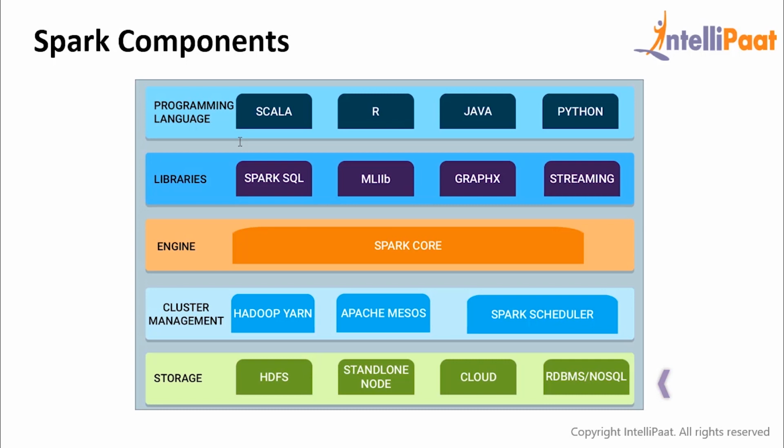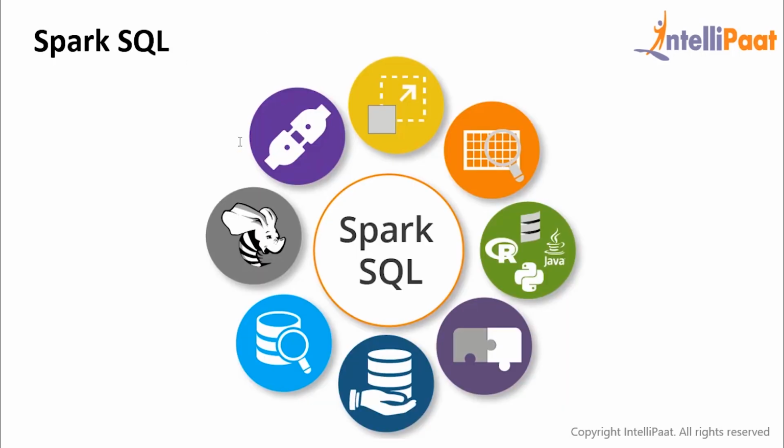So now let us deep dive into the Spark components. We'll start with Spark SQL. Spark SQL is a Spark module for structured data processing. The code for Spark SQL can be written in Java, Scala, Python or R. And Spark SQL helps to query data from data sources like CSV, JSON, Hive and Cassandra.